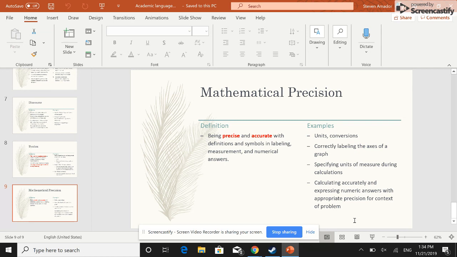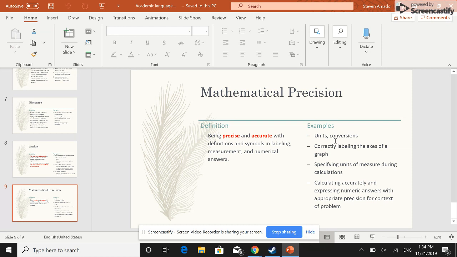Then we have mathematical precision. This is having students be precise and accurate with definitions and symbols. It comes up when we're labeling graphs or measuring, and we need to make sure the students know what units we're working with. They also have to know when to convert one unit to another. We can't be working with different units, or else it won't work out.